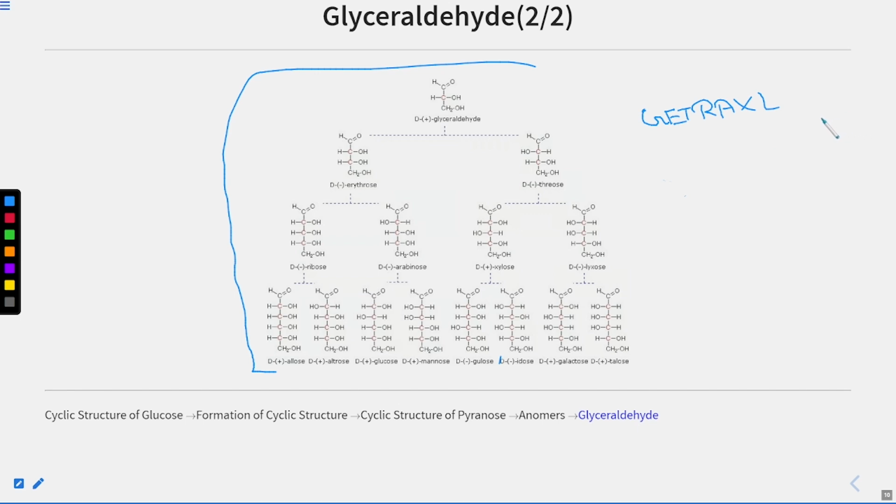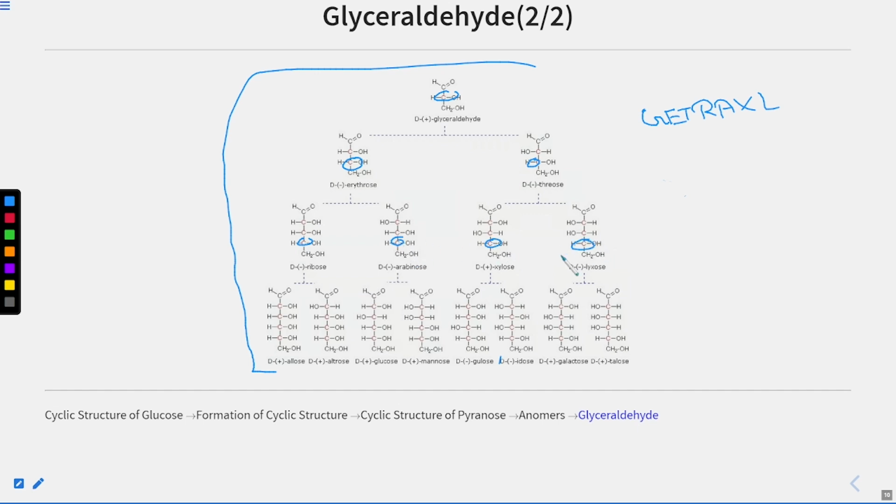One more thing I would ask you. Why are we saying D here? We have seen that we have said alpha D glucose, beta D glucose. Then what is the L? For that you should focus on the carbon that is present at this position for all of this.